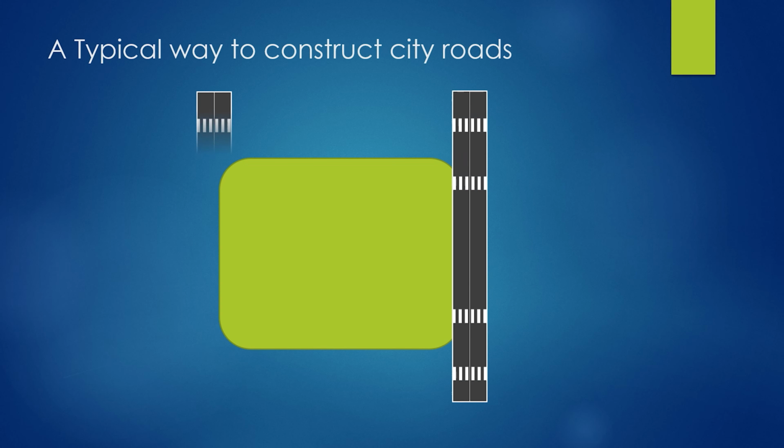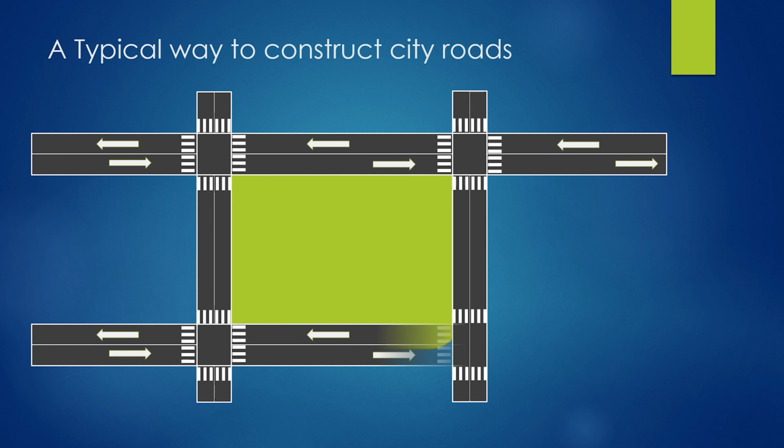In most cities, a common way to construct the road around an area is to use straight roads to surround the area like this. It is widely adopted, so everyone will assume this is the way to build our cities and roads.